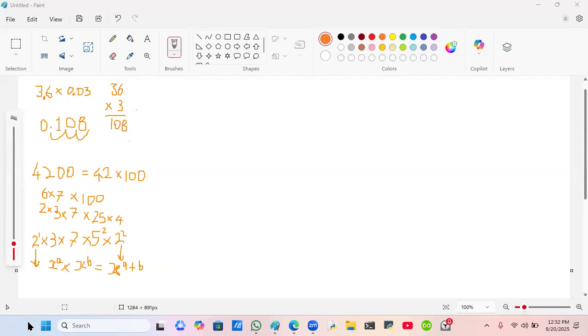When the bases are the same, that's the condition. We cannot just take the power of 3 and add it to the power of 7, or take the power of 3 and add it to the power of 5. No, the bases have to be what? The same. That's how it works. If the bases are not the same, you can't do anything about it. So all we now need to do is add the powers.